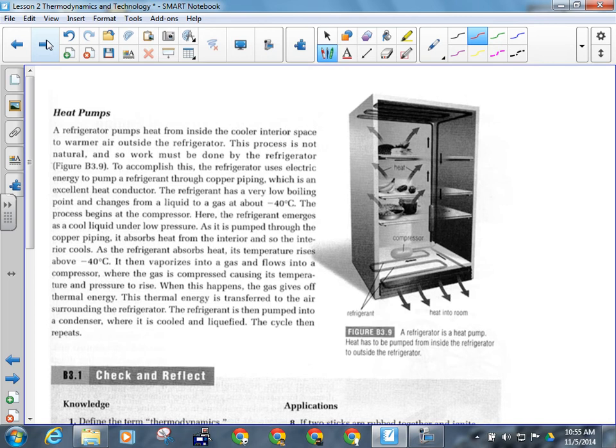Heat. Okay? That's why if you stand next to the fridge while it's running, you feel hot air coming out from underneath it. Okay? The hot air coming out from underneath it is the energy that this coolant has absorbed from your food as it travels through the refrigerator.